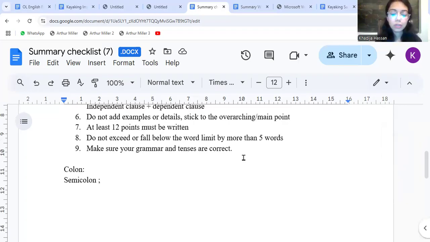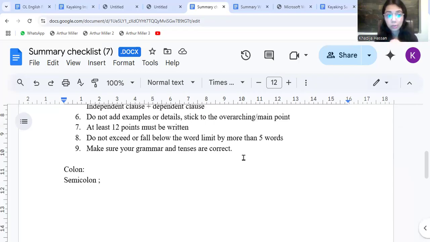So I explained this already, that you need to have 12 points, right? Because there's no negative marking. However, if you wrote 10 points and you got two wrong, you're going to get an 8 out of 10. However, if you wrote 12 and you got two wrong, you still get 10 out of 10, right? So the extra 2 points are your safety net, and they can be integrated within your 150 word limit easily. Do not exceed or fall below the word limit by more than 5 words.